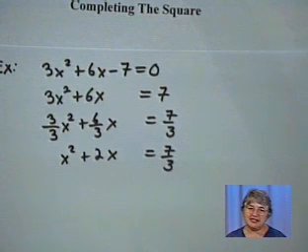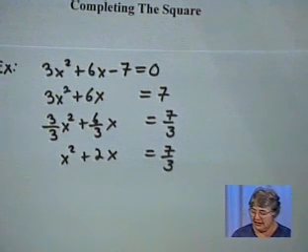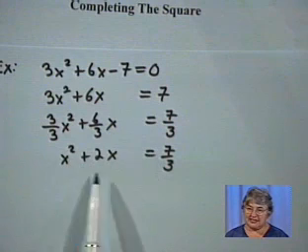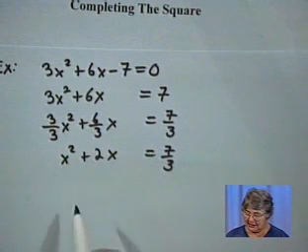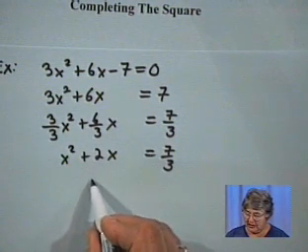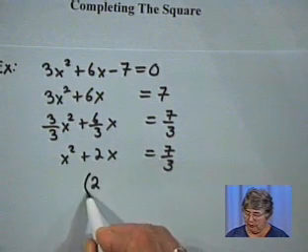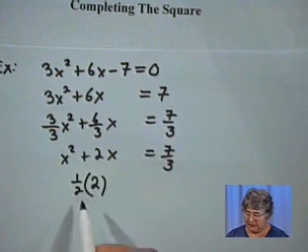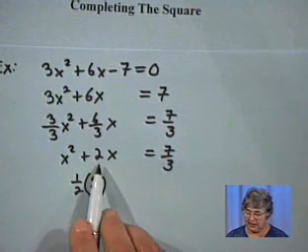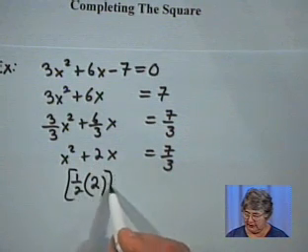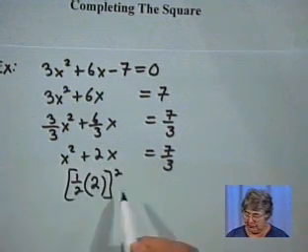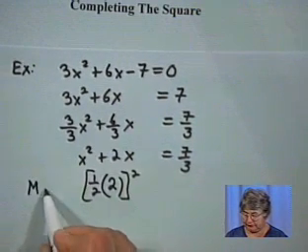And I'm going to call this number a magic number. This magic number will give us the left-hand side as a perfect square. And to get this number, what we do is take the coefficient of the x term, multiply it by 1/2, and square it. This is what I call the magic number.